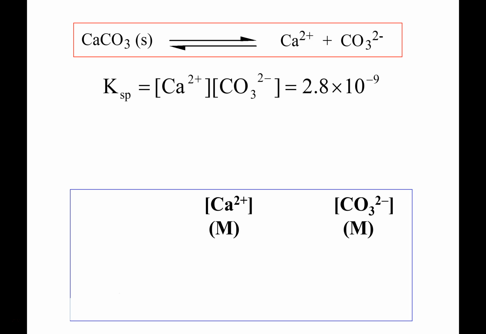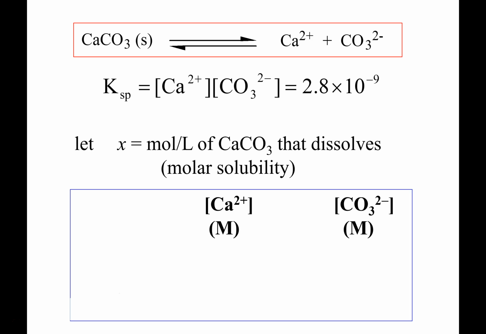So here's our ICE table. Now, the last times we did it, we came up with the initial concentration of everything as 0, because we were trying to dissolve it in pure water. We're not dissolving it in pure water anymore. The problem says that it was in 0.1 molar calcium nitrate. So we have an initial molar concentration of calcium, and it's 0.10.